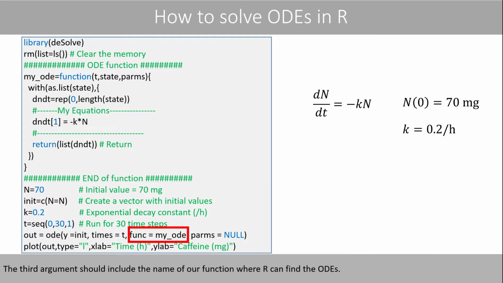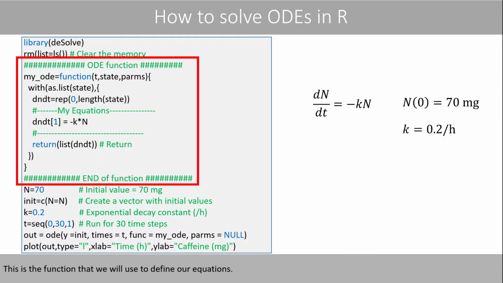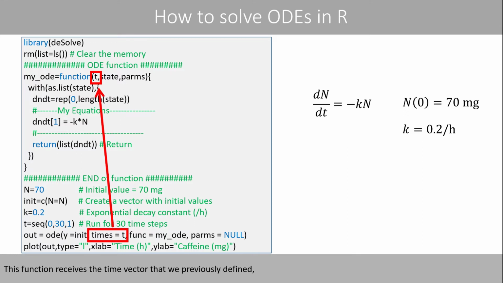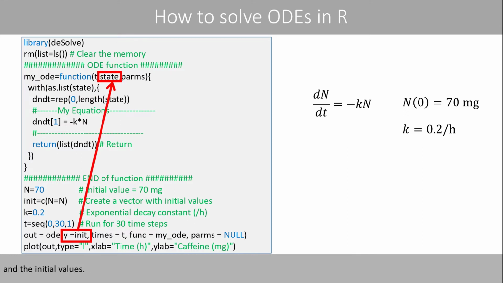The third argument should include the name of our function where R can find the ordinary differential equations. This is the function that we will use to define our equations. Note that these two must have the same names. This function receives the time vector that we previously defined, and the initial values.